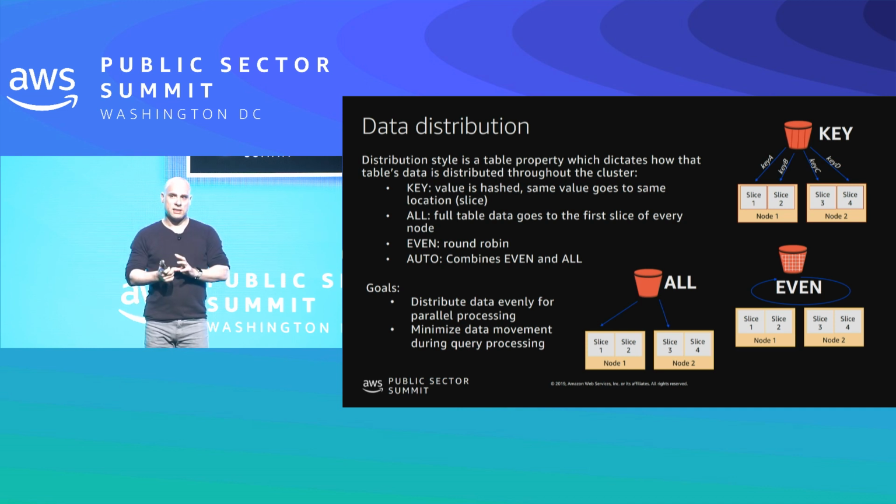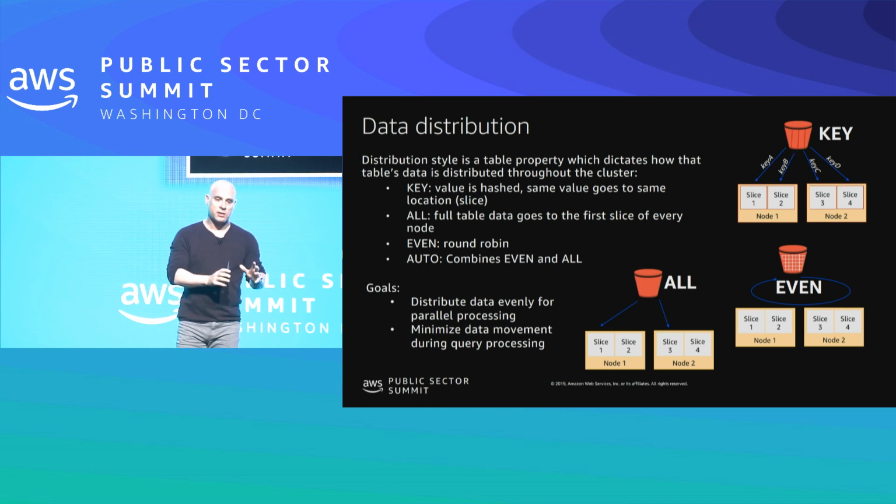All is a special case, sort of. It's meant for small tables, dimension tables primarily. What it does is make a complete copy of the table on each node in the cluster. So primarily small tables. Our rule of thumb is usually 3 million records or less for dist style all.